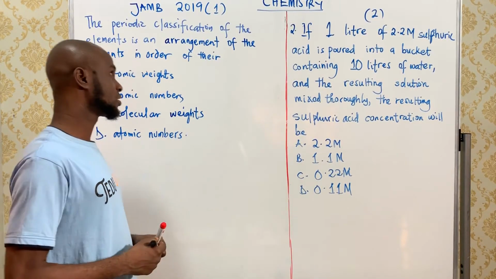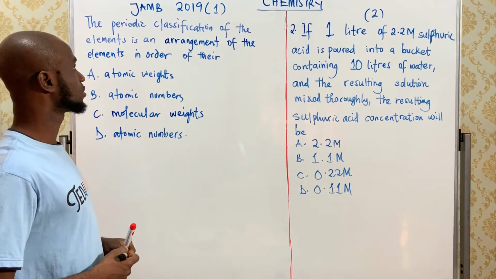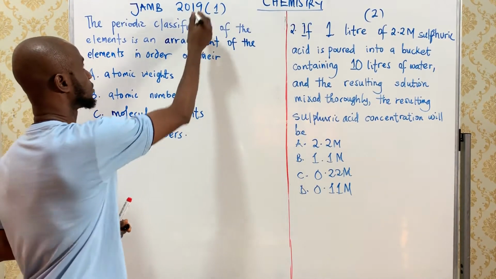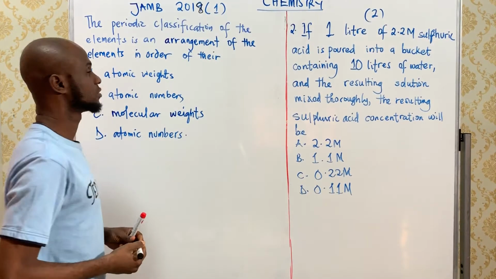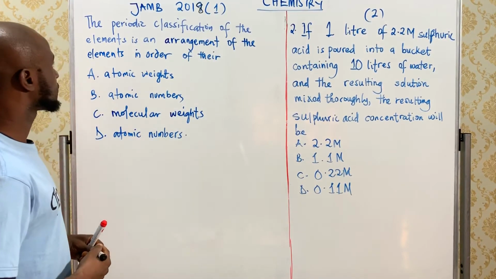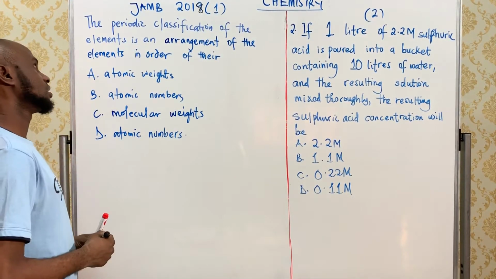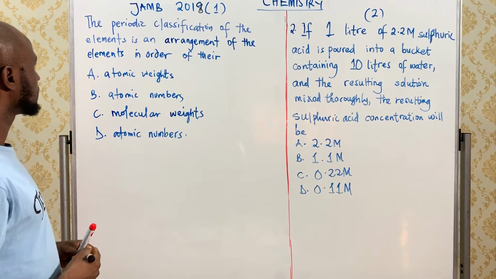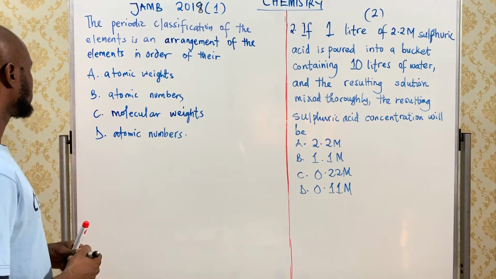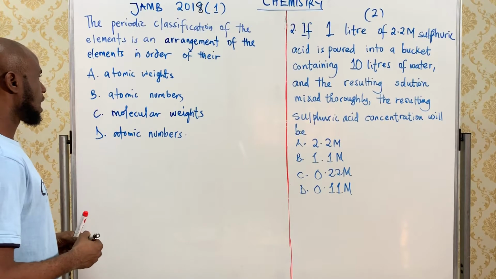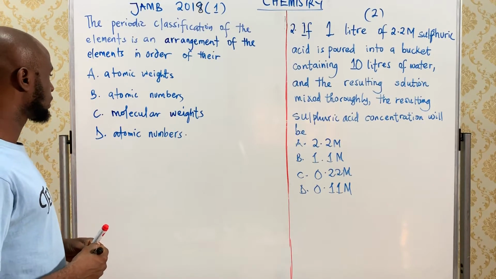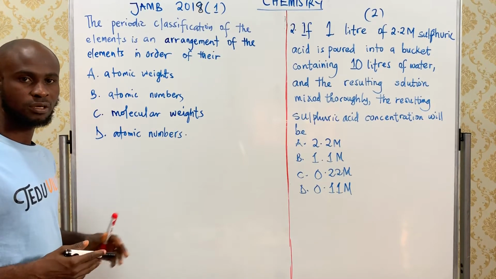Today we are starting with JAMB past question 2018, question number 1. The periodic classification of elements is an arrangement of the elements in order of their A. Atomic weights, B. Atomic numbers, C. Molecular weights, and D. Atomic numbers.